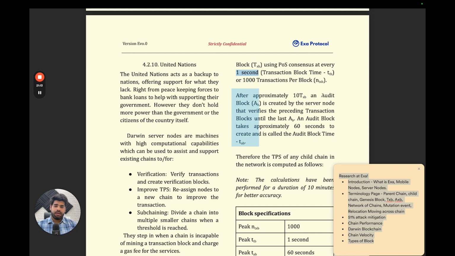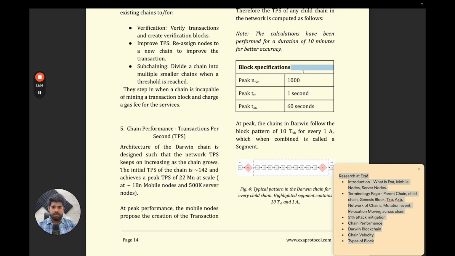So in that particular child chain, a block can be added every second at peak performance. After approximately 10 transaction blocks, an audit block has to be created by the server node. The audit block, like I mentioned before, audits the previous transaction blocks, and it is required. The audit block has a block time of 60 seconds, so it will take approximately 60 seconds to mine this audit block. The performance is set as such. At peak, the number of transactions per block can be 1,000. The peak transaction block time is 1 second, and the peak audit block time is 60 seconds.